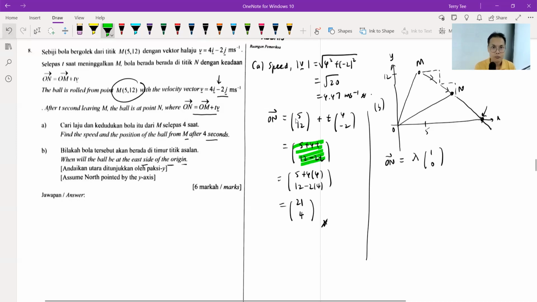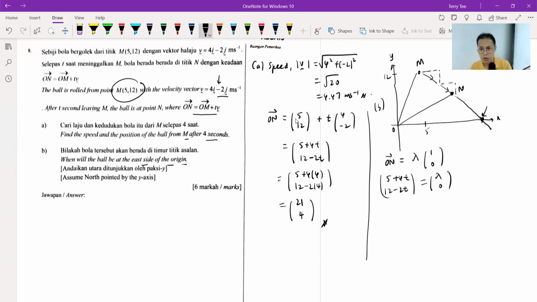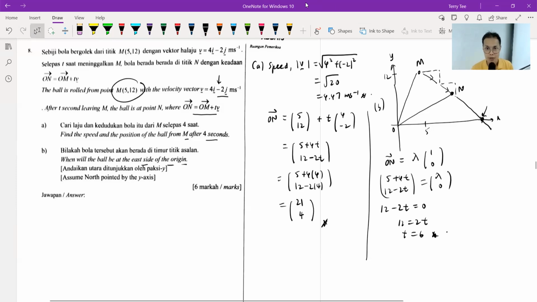So we let this (5 plus 4t, 12 minus 2t) be lambda (1, 0). But like I said, the most important thing is not your lambda. What we want is your t. We want to let the j component, the vertical component, be 0, because when it's at east, it doesn't go up or down. It's exactly at the x-axis. Your y value is 0. We can solve for t. My t is 6. So when will it be east of the origin? At t equals 6. That's all.